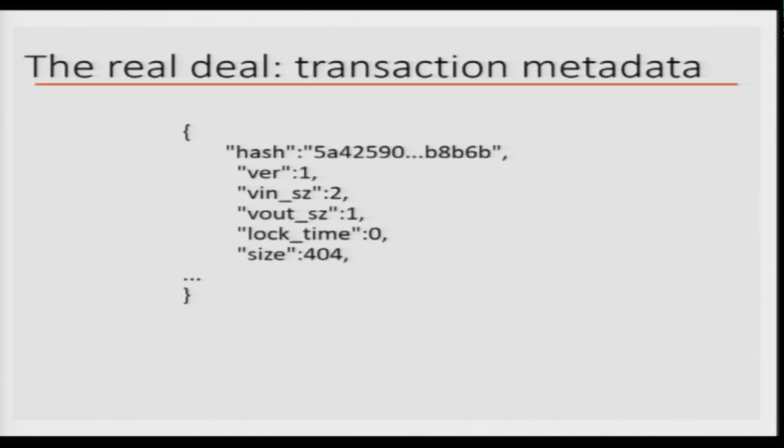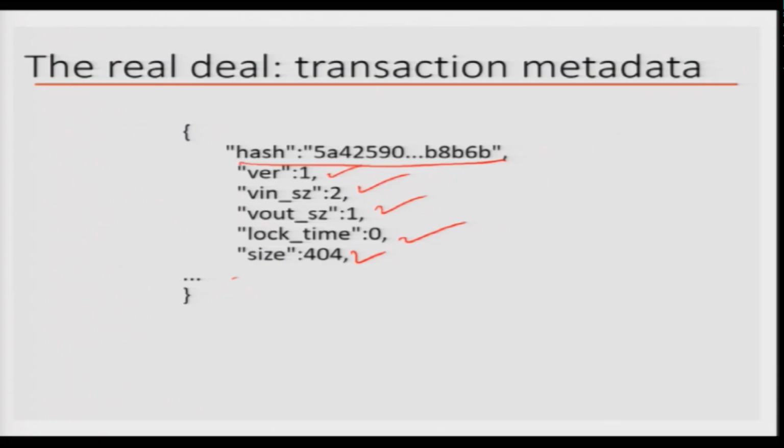Now, let us look at this metadata and other inputs and outputs in a little bit more detail. As I said, the metadata part has the hash of the transaction, the version number, the size of the input array, the size of the output array, the lock time, where 0 means it is an immediate transaction, and the size of the transaction, and there may be some other data. So, that is the metadata. All of you know metadata means that it is data about the data, right? So, this is the data about the transaction.